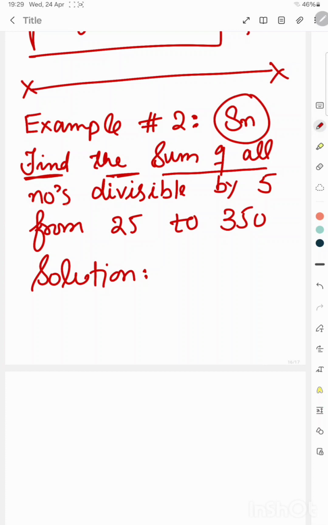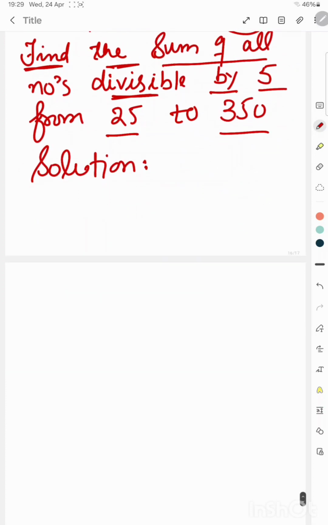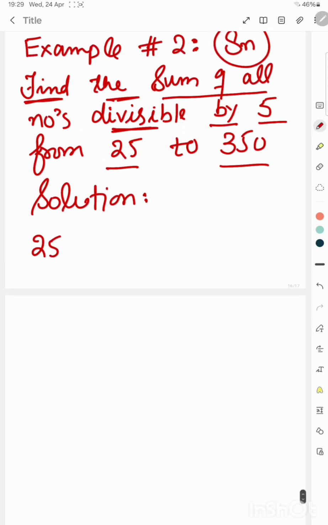Also you see that no sequence is given, but we have to find the sum of all the numbers divisible by 5, starting from 25 and ending at 350. So our sequence will start from 25, and we have to take the numbers which are divisible by 5. So 25 is our starting point.